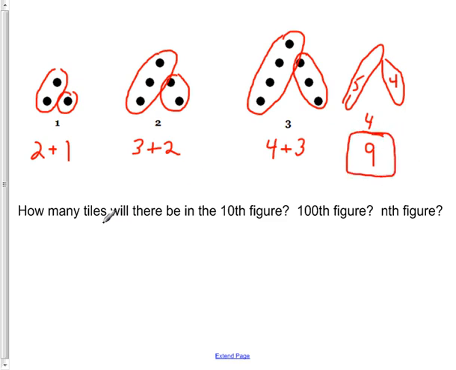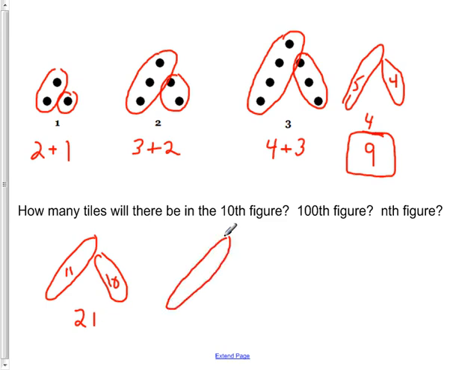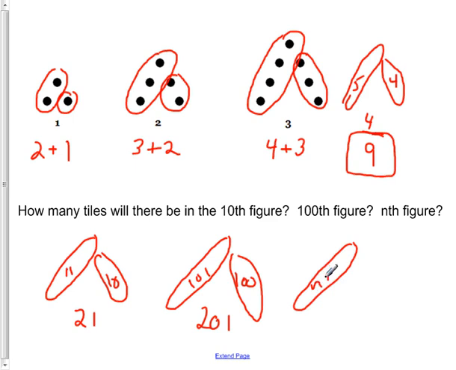So in the 10th shape, I saw it as, well, there'd be 1 more, so it'd be 11, and then there'd be 10 over here, which is 21, and that's what we got the first time around. So in the 100th shape, it'd be 101, and then 100. So 201, and that's what we got the first time around. So in the nth, now let's think about what this would be. This would be whatever number it is plus 1, so n plus 1. And then this one would just be that number, so it'd be n. So it'd be 2n plus 1. And that's what we got the first time.